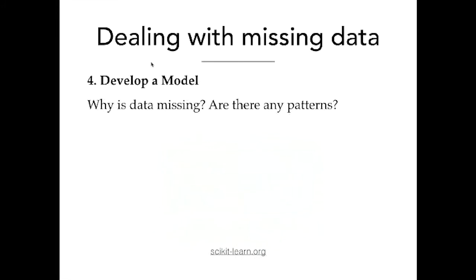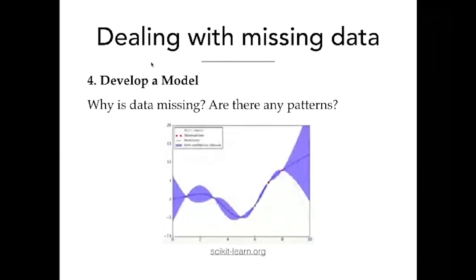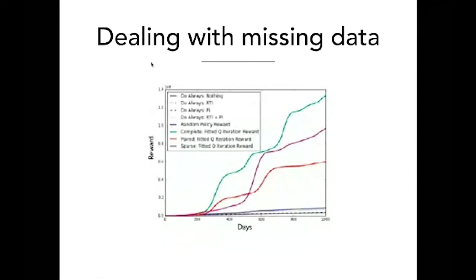Another is to develop a more complex model, like asking why is the data missing? Are there any patterns, using some Gaussian processes? And this is not our data, but it gives you an idea of what that sort of process can look like.